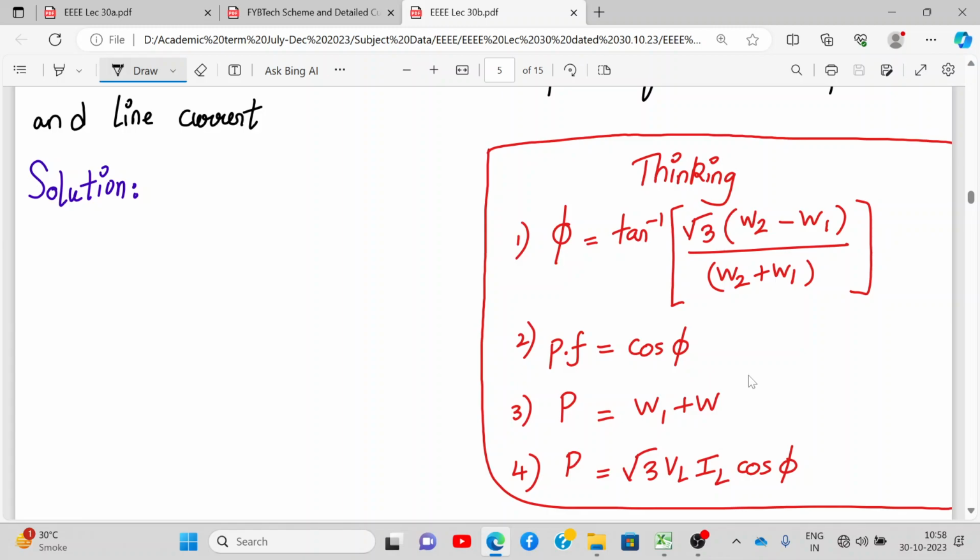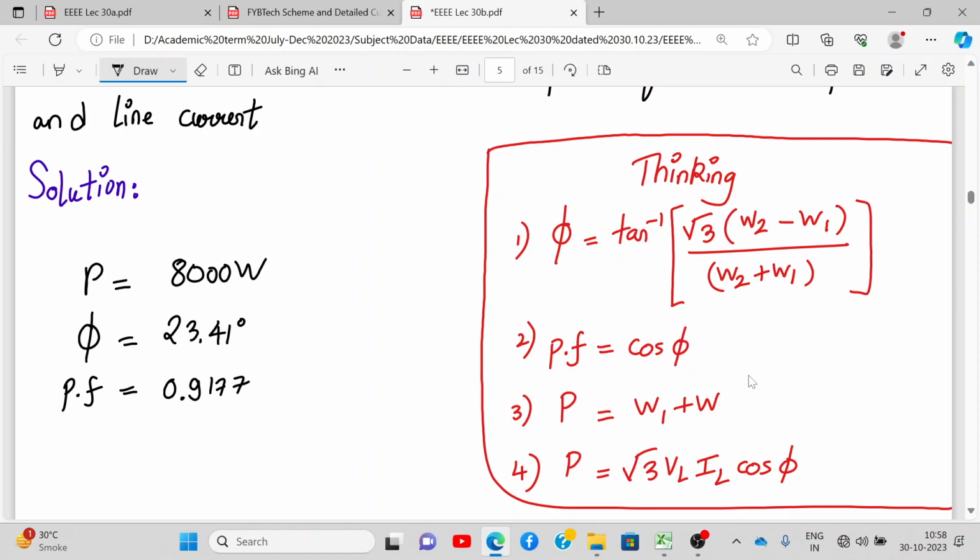So you will get total power as 8000. Then you will get the value of phi as 23.41 degrees. Then you will get the power factor as 0.917. Then you will get the current IL as 12.58 amperes. So these are all the answers.